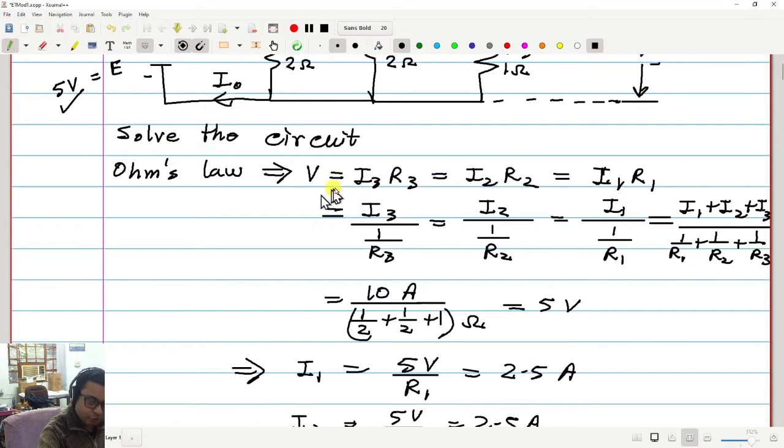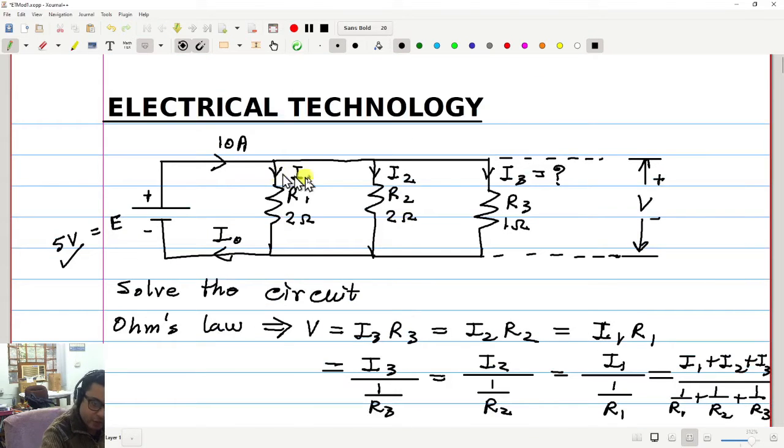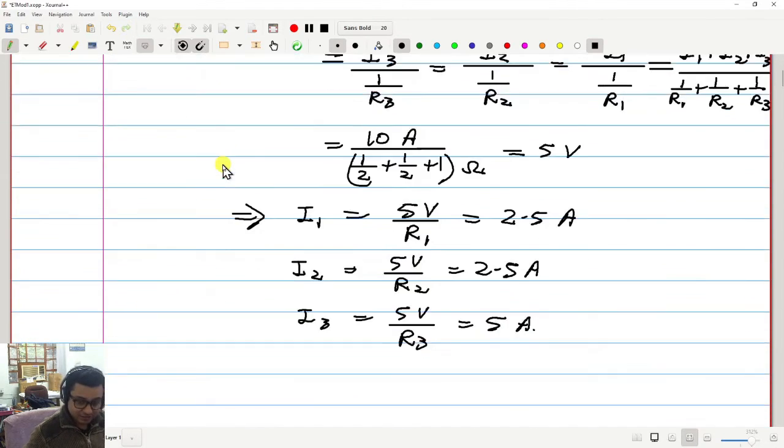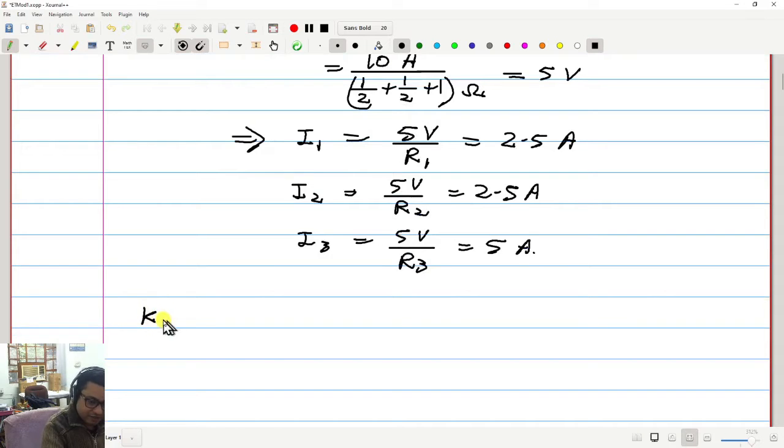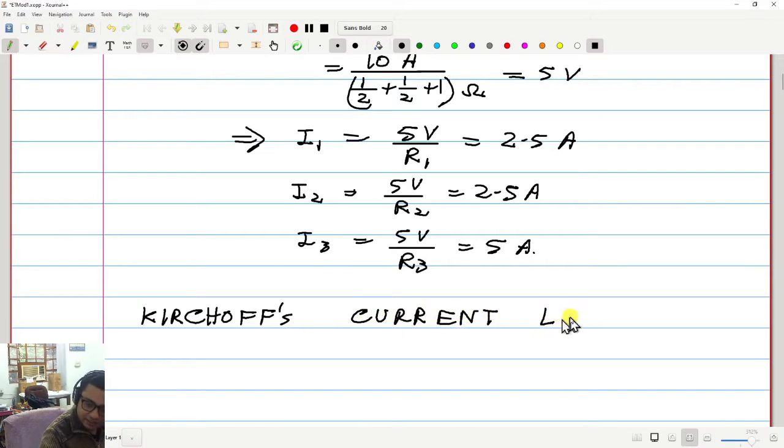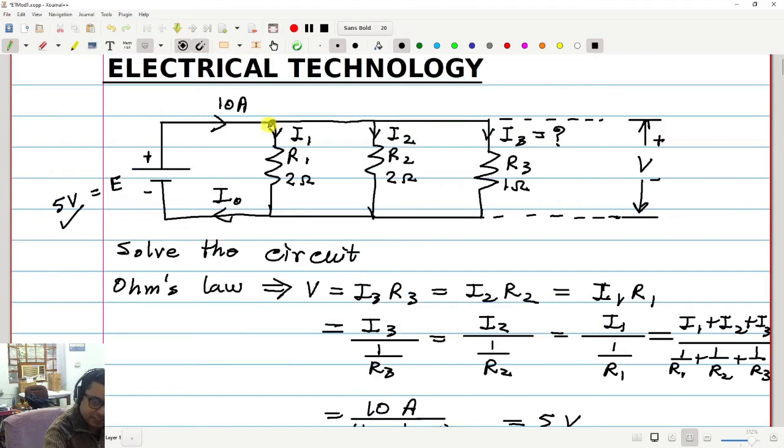Ohm's law says that voltage is current times resistance. But here we have also used the principle that the sum of these three currents is equal to this current, which is Kirchhoff's current law, or junction law. It says that the sum of the currents that enter any junction in a circuit should be equal to the sum of the currents leaving that junction or node. We also call it a node.